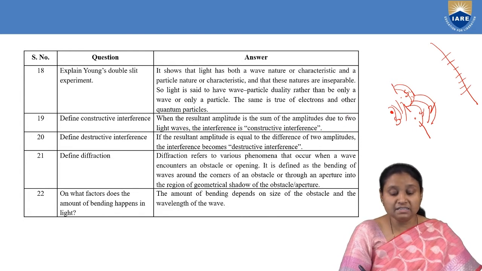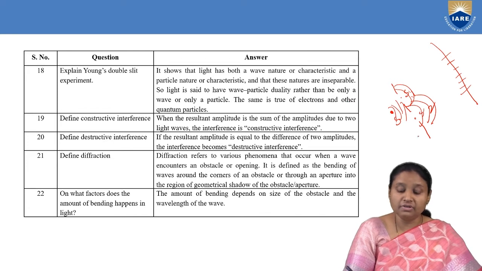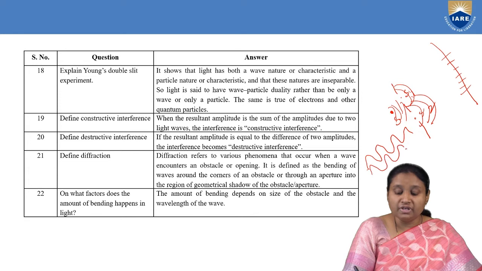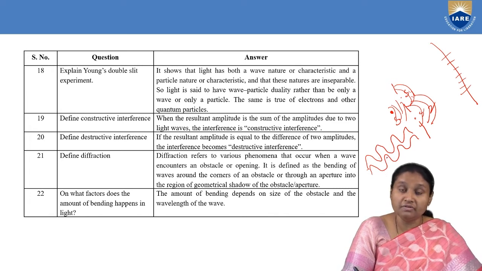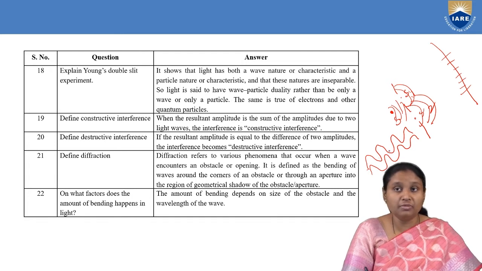Then define constructive interference. What is constructive interference? When waves which are superimposing are in phase with each other, or crest of one wave falls on crest, trough of one wave falls on trough, then intensity will be the sum of their intensities or the sum of their amplitudes, giving rise to a bright fringe, and this phenomenon is called constructive interference.